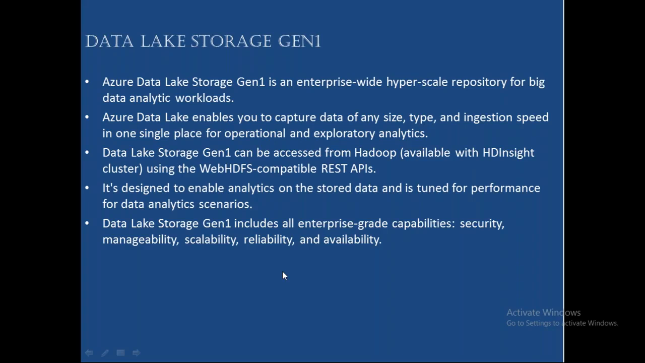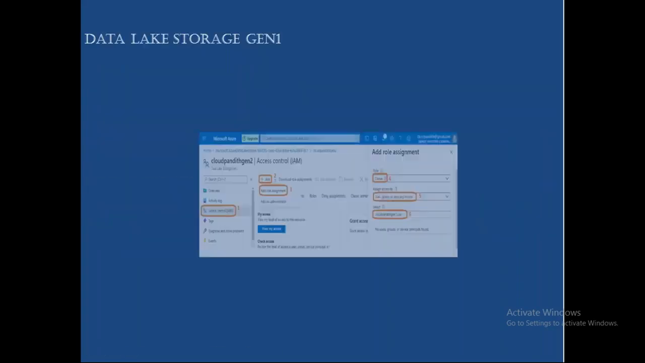Availability means whatever data you have in Data Lake Storage Gen 1 will be available to access always. If you want to access and read, or check what the data is, it will be available 99.99999% of the time. Most of the time it will be available, except very rarely it may not be due to internal issues.